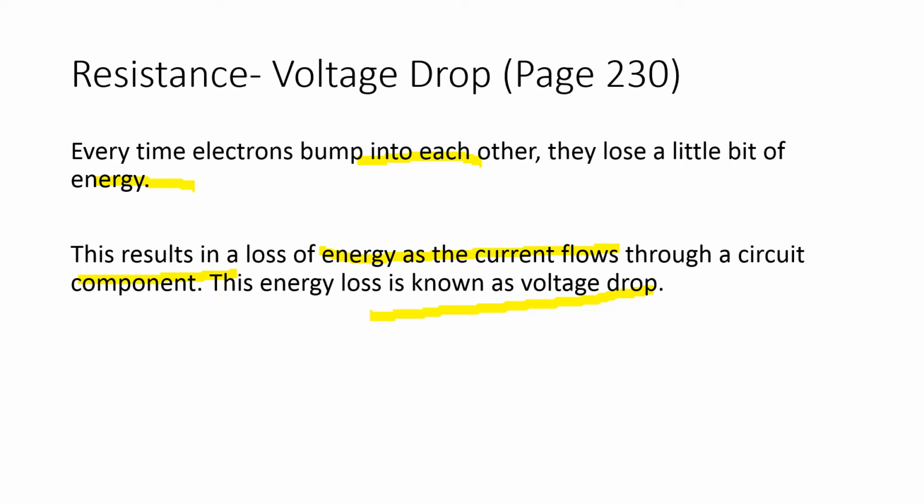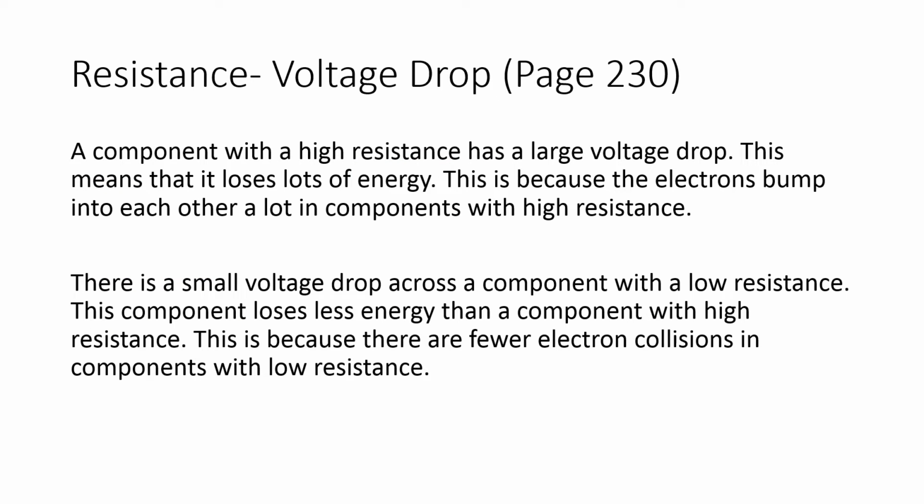So we're on to the next slide here. It says here a component with high resistance has a large voltage drop. You probably will agree with me on this. It says this means it loses a lot of energy. It's because the electrons bump into each other a lot in components with high resistance. There is a small voltage drop across a component with low resistance. The component loses less energy than a component with high resistance. It says this is because there are fewer electron collisions in components with low resistance.